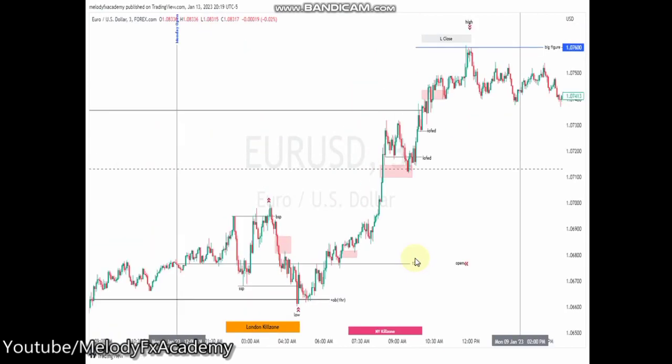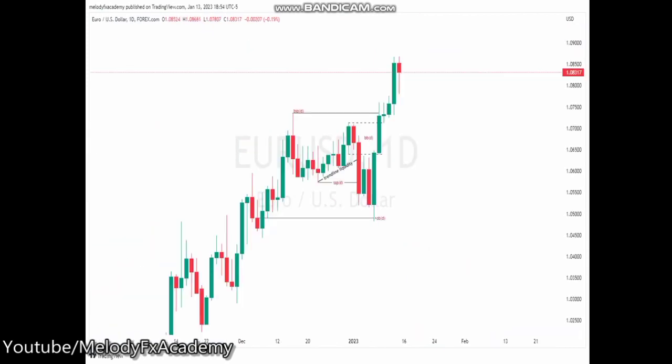Okay, so that is just how you build confluence for your setups, right? So now that will be the end of the review. Now going into the preview for what I'm expecting to do the following week.